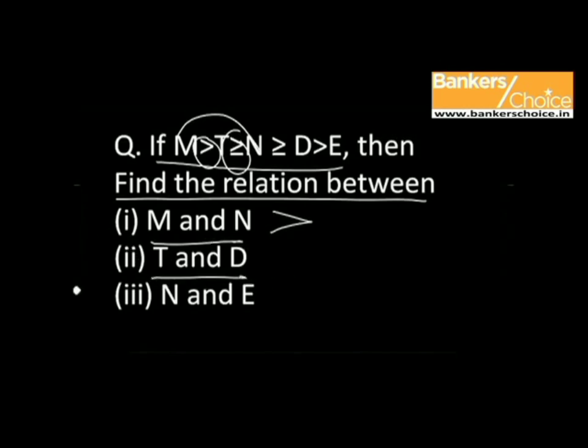Similarly, the relationship between T and D. The various inequalities between T and D are greater than or equal to and again greater than or equal to. So the common part here is greater than or equal to. And similarly, we can find out the relationship between N and E, which comes out to be greater than.